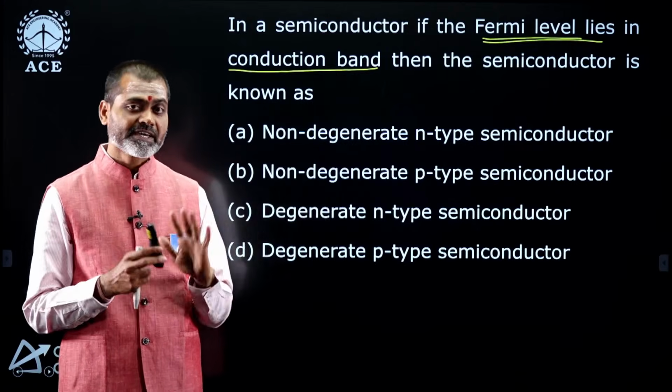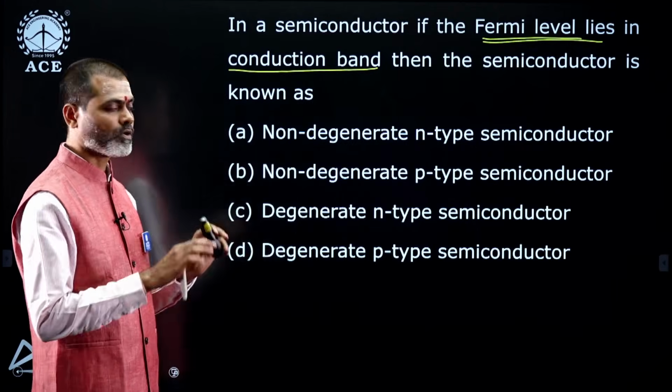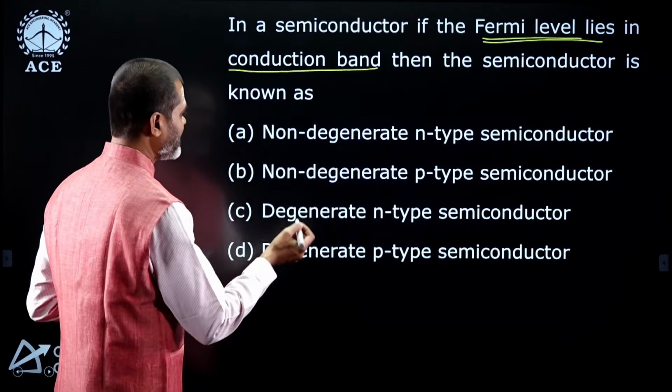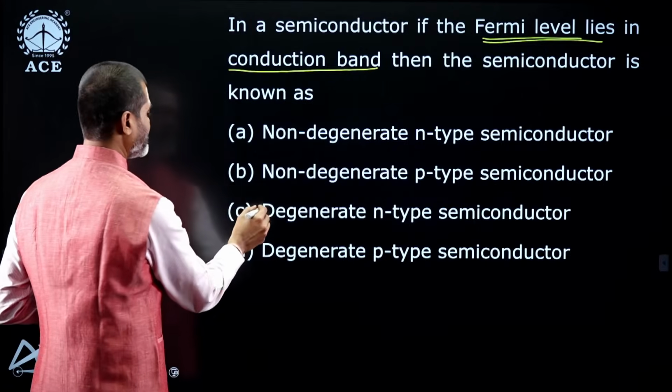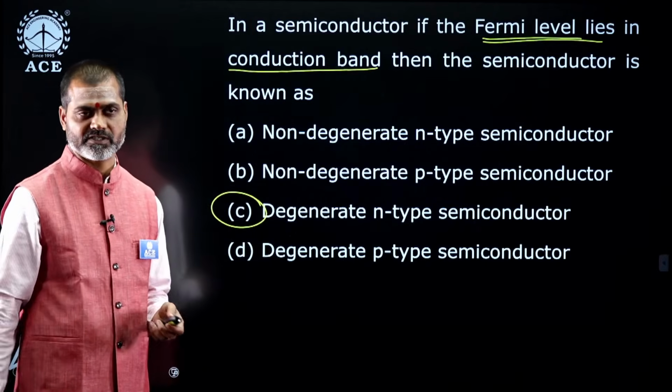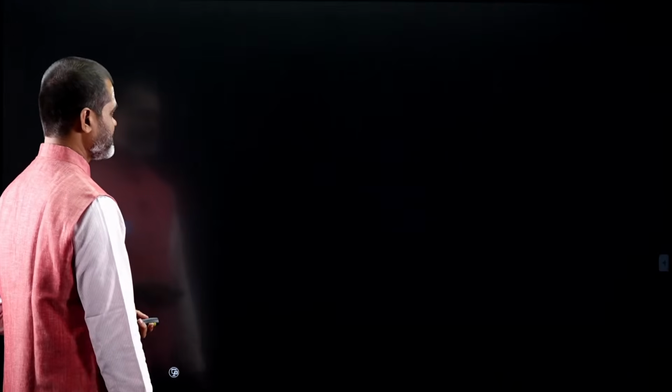So this we clearly discussed in the class, okay? So there is not much time to spend here, right? So directly what I can say, because it is in the conduction band, it is a degenerate n-type semiconductor material, as simple as that. Now let us see the next question.